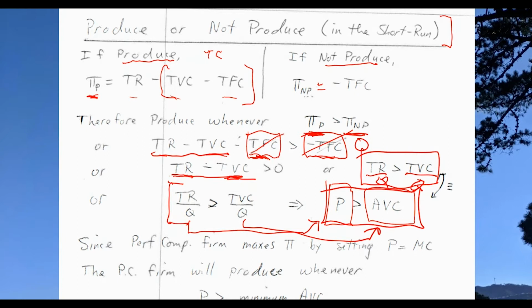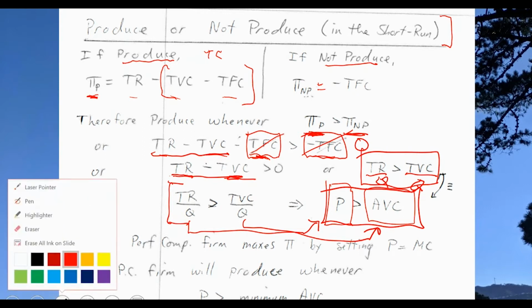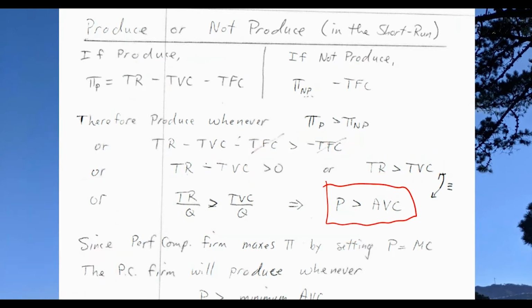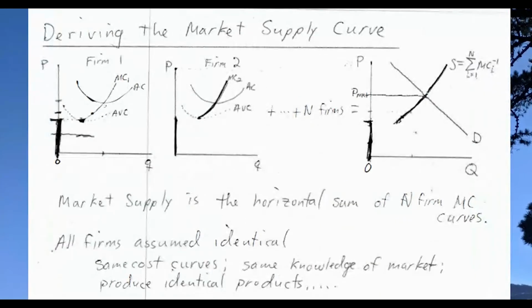relationship now. P greater than average variable cost is going to be the relationship that has to be true in order to induce production. If P is equal to average variable cost or less than average variable cost, then we're going to have a situation where it would make sense for the firm to shut down production. Okay, so stated briefly down here, the perfectly competitive or PC firm will produce whenever the price is greater than minimum average variable cost. Let's take a look at a graph.